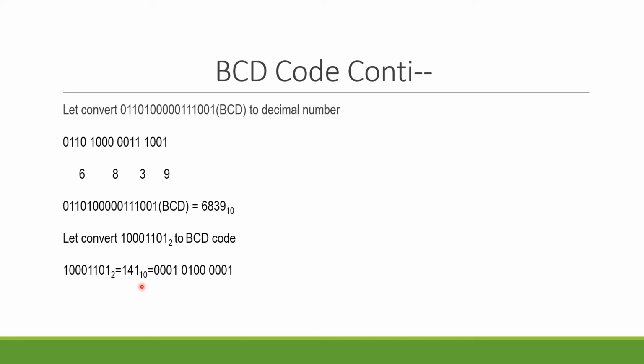So what we have to do is convert the binary number into the decimal number, and later this decimal number can be converted into the BCD code. That is simply converting each digit into a group of 4 binary bits. That is, for 1 it is 0001, for 4 it is 0100, and for 1 it is 0001. Okay, so this is the way we can convert a binary number to the BCD code, a decimal number to the BCD code, and even a BCD code to a decimal number.